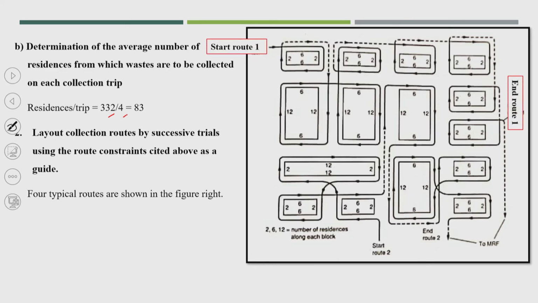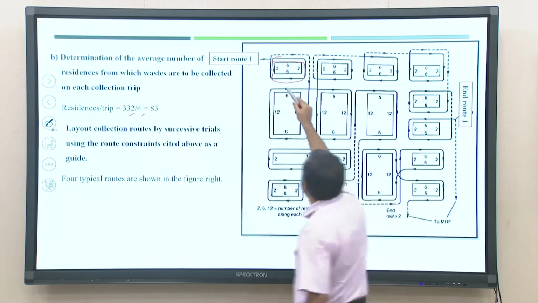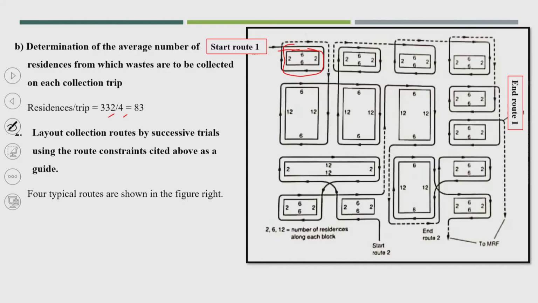Now, the first route starts like this. Here you see that the waste collection is by the right hand only; the vehicle is travelling and waste is getting collected like this. The dotted line means there is no waste collection. So, the vehicle will go like this, you see here.